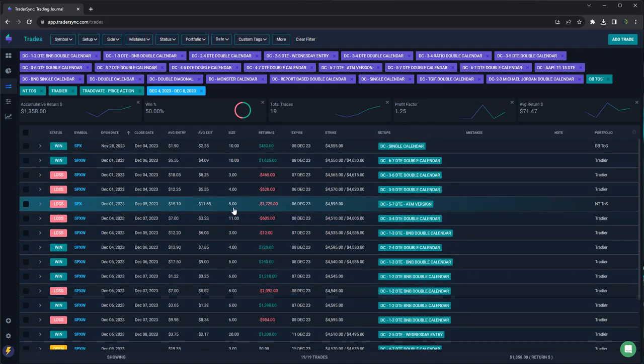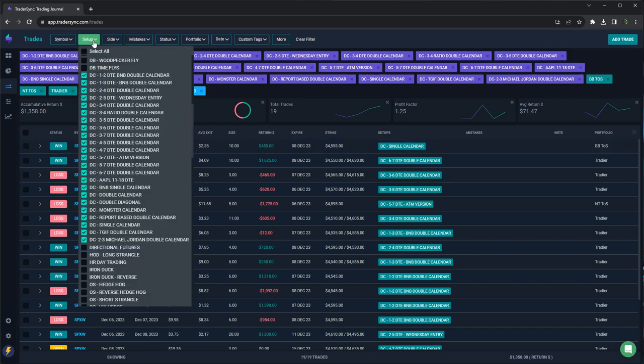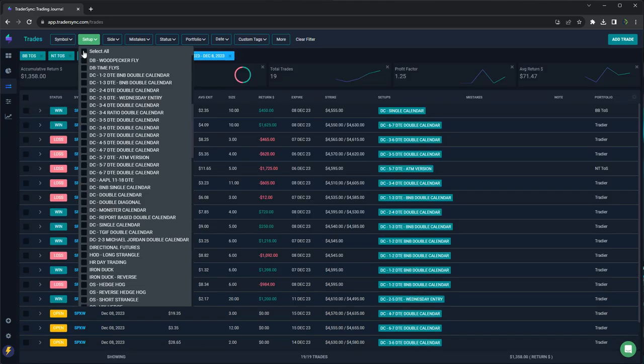Obviously, a lot of events going on with CPI, bond auctions, FOMC, all the fun stuff, employment data, all kinds of stuff going on next week. All right, so that's it for calendars.